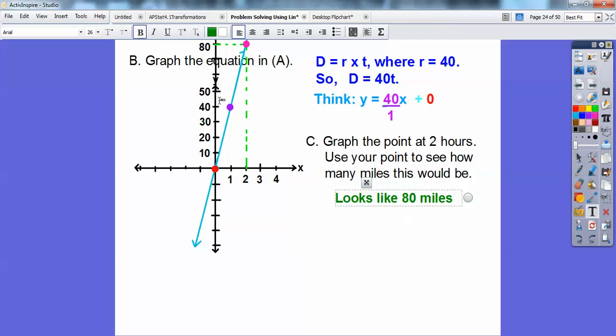So how many miles would that be? This is miles, so it'll go, here's 50, 60, 70, 80, okay? And if you plugged in 2 times 40 would be 80, okay?